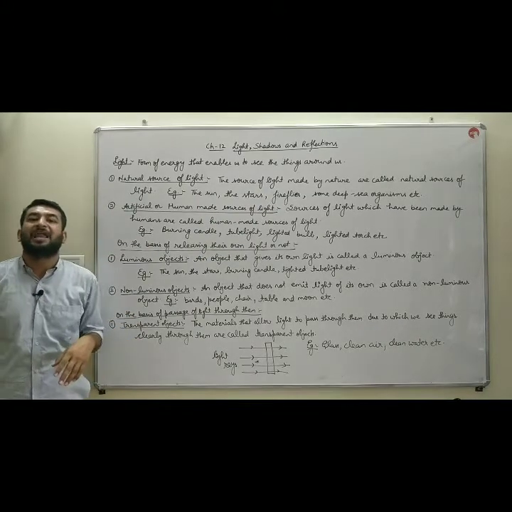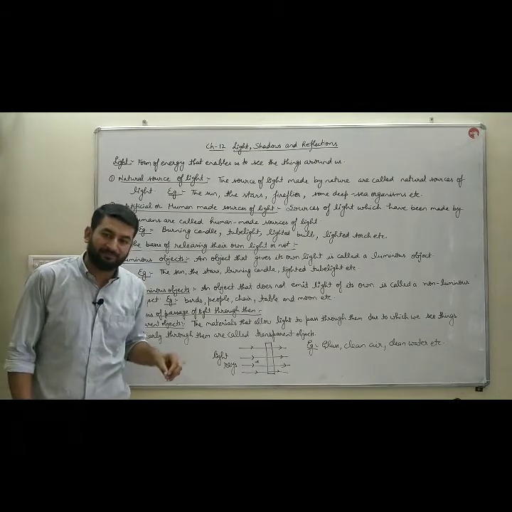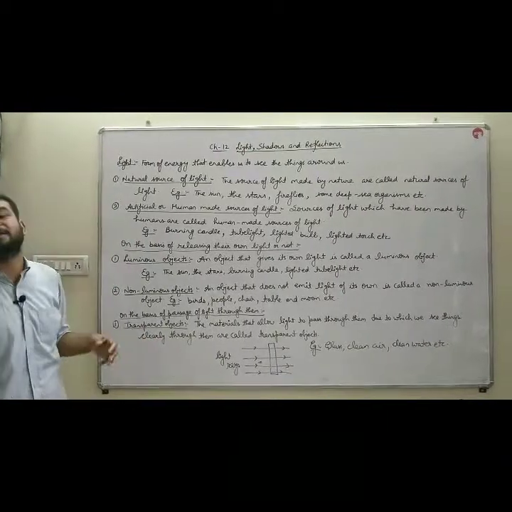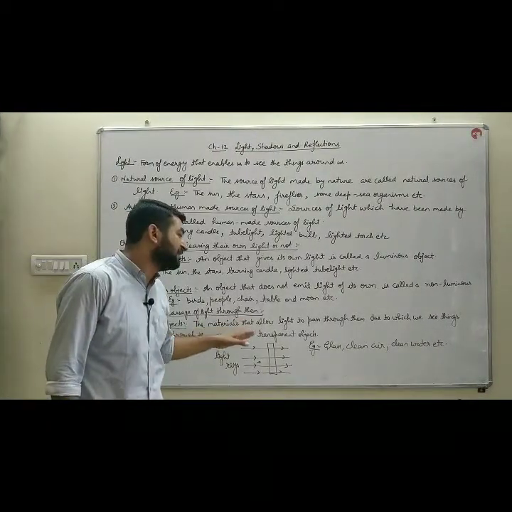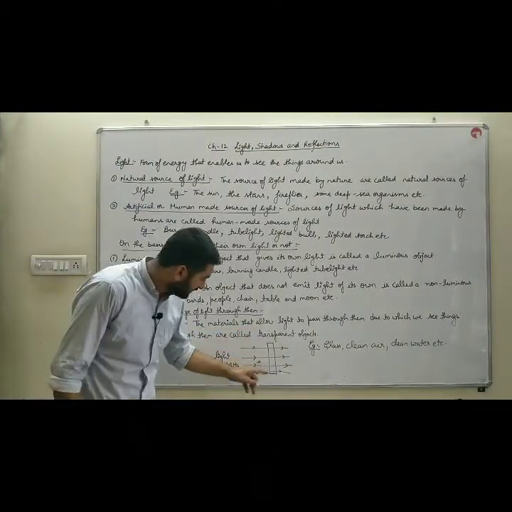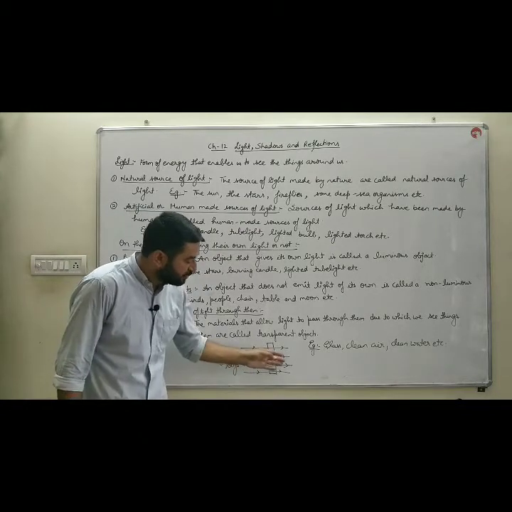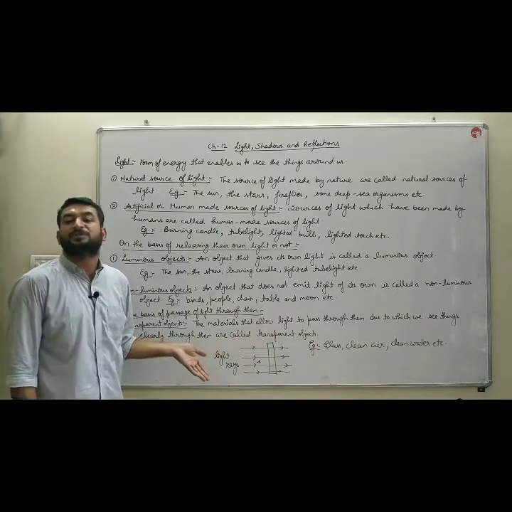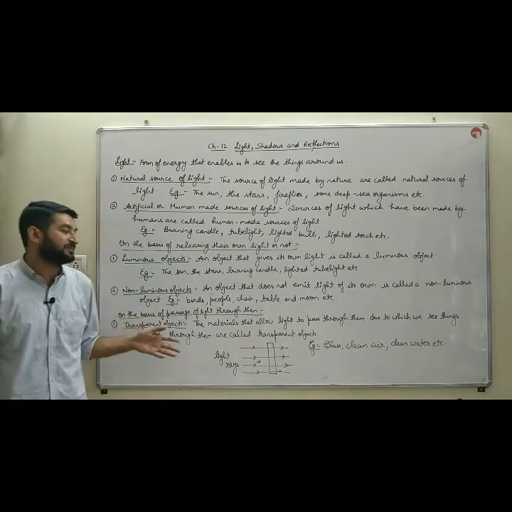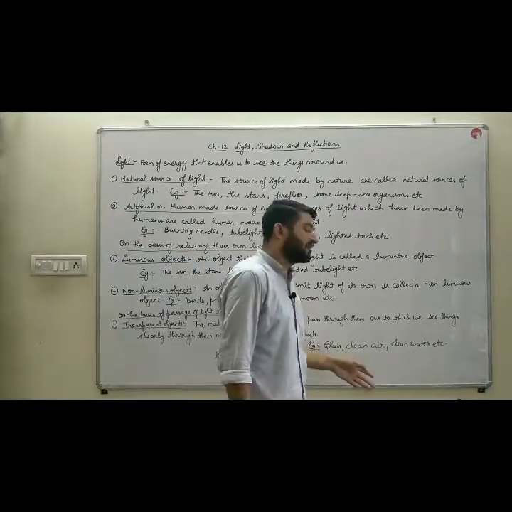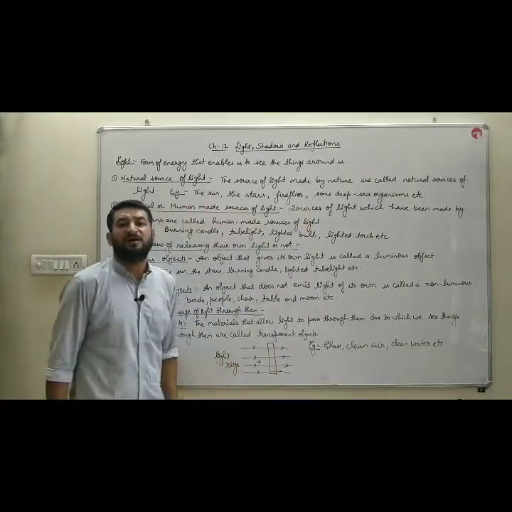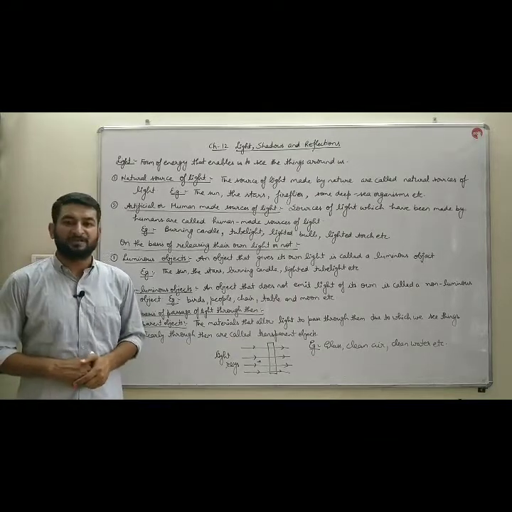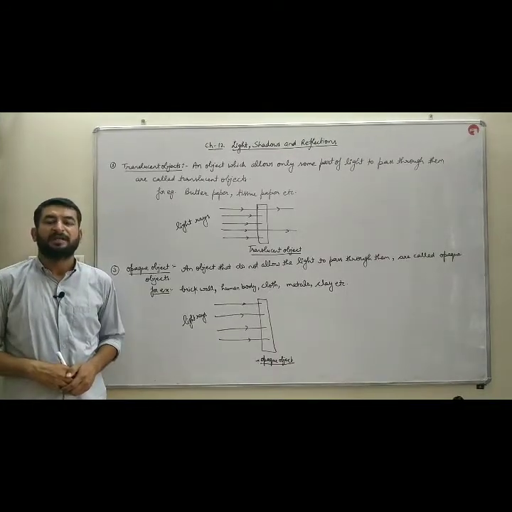The objects which allow the light to pass through them, due to which we are able to see the things clearly through them, are called transparent objects. This is the transparent object, and these are the light rays which are falling over it. As you can see, the light rays are easily passing through it. So that's the example of a transparent object, like glass, clean air, clean water, cellophane paper. All those are examples of transparent objects.